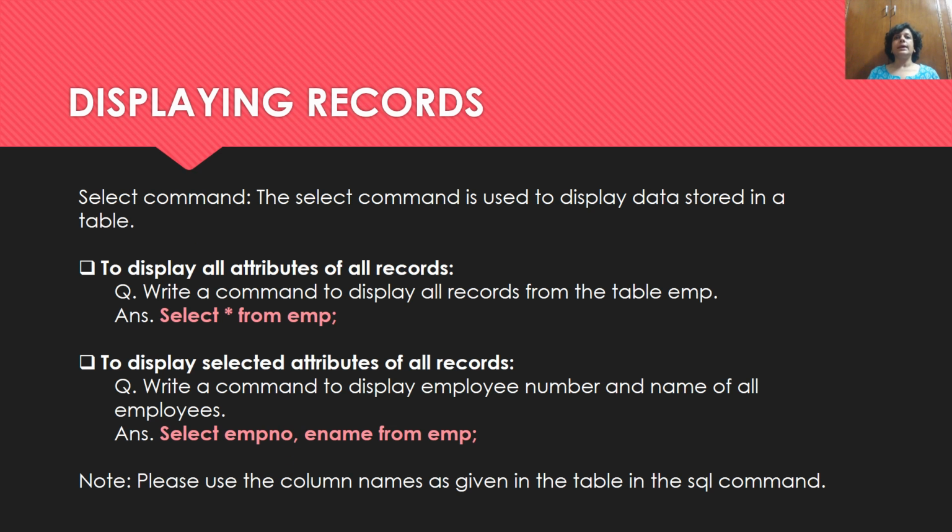Displaying records. Select command. The select command is used to display data stored in a table. To display all attributes of all records, we give a command select star from table name. Thus, to display all the columns and all the records of the table M, we give the command select star from M. To display selected columns or attributes of all records, we mention the names of the selected attributes or columns in the select command. So, to display employee number and name of all employees, we will give the command select empno, ename from emp. It is very important to note the names of the attributes should match the names of the attributes given in the table.